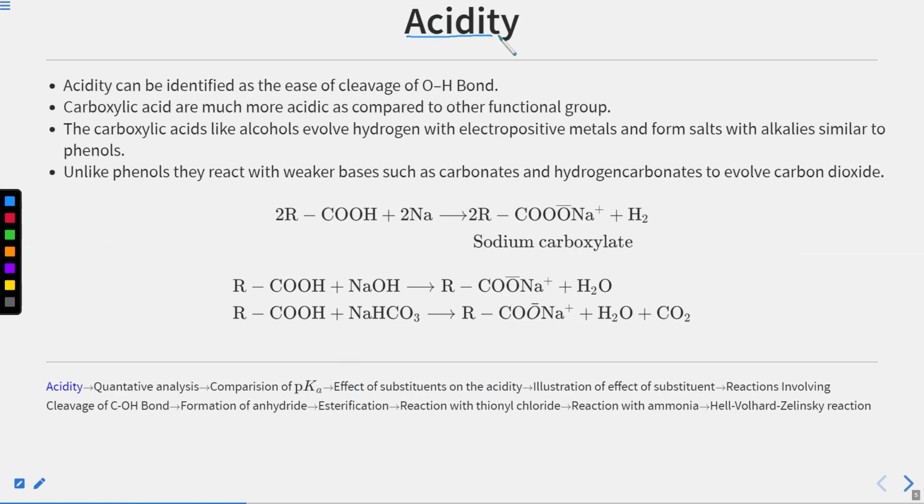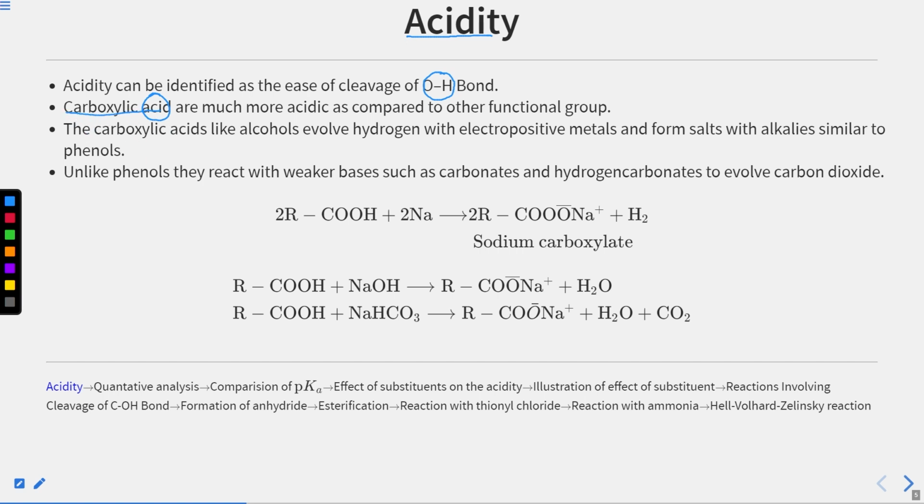As I have told you earlier, acidity means we are facilitating the release of H+, and the ease with which this OH bond can be cleaved defines the acidity of the given carboxylic acid. As we have seen, it has the suffix acid in its name. The reason is very simple: compared to all other functional groups that we have seen till now, and those we'll see later on, this one is the most acidic. Whether we talk of amine, alcohol, or haloalkane, which is not even in the competition, carboxylic acid is the most acidic.